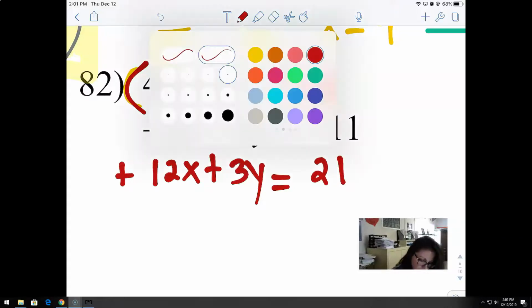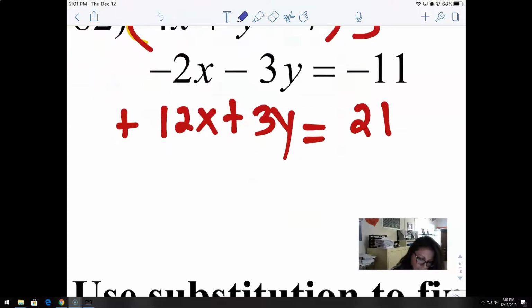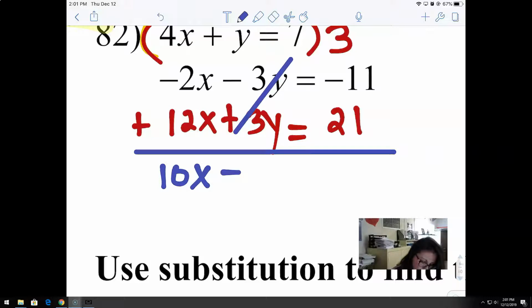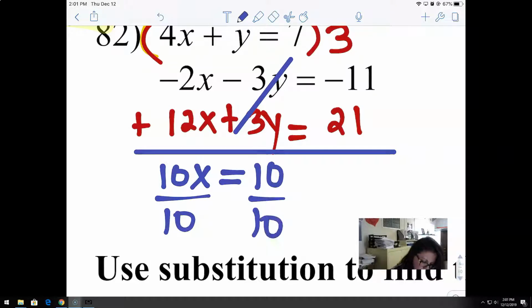So what's going to happen is I'm going to now add the two together to eliminate a variable. Negative 2x plus 12x is 10x. And then now our y's cancel out. And this gives us 21 minus 11, which is 10. And then we divide both sides by 10 to get x equals 1.